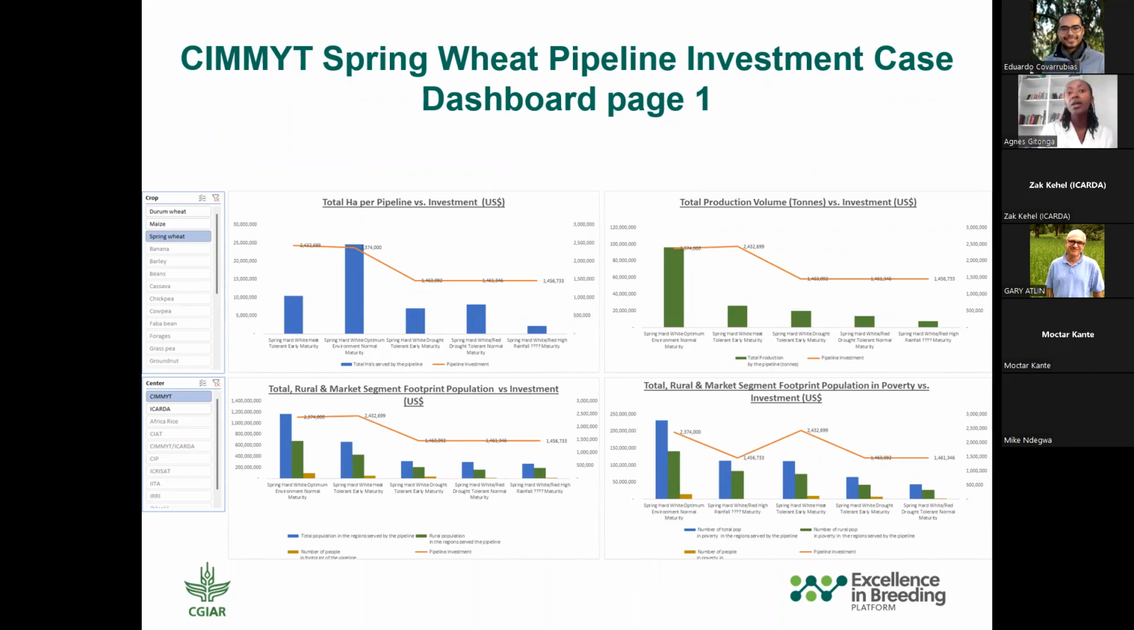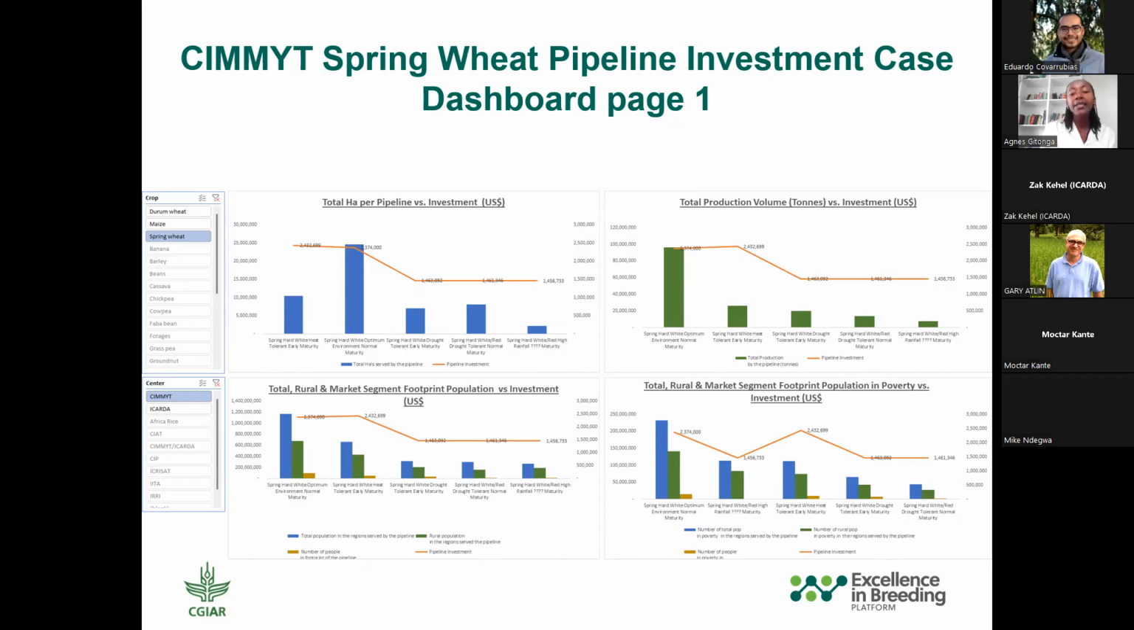So going back to the dashboards, just like for the market segments, we've also been able to generate dashboards that show the investment cases. Again, one is able to filter out the pipelines based on the crop and also the centers. And here, when you look at the various metrics, the acreage, the production volume, population in poverty, population undernourished, one is able to interrogate the information and ask why are certain pipelines given more priority over others, and what needs to be done. Is this the optimal situation?